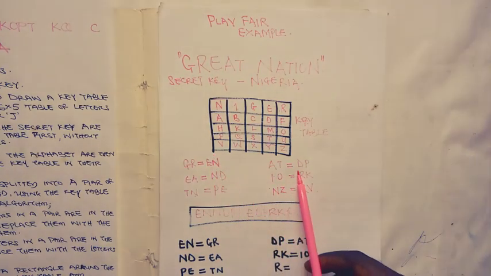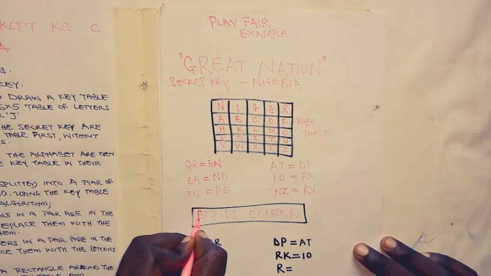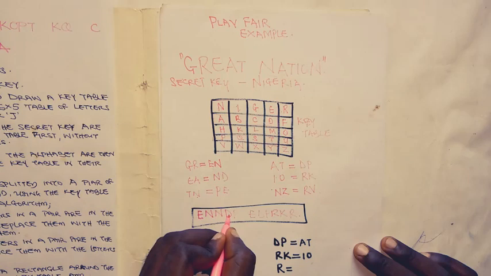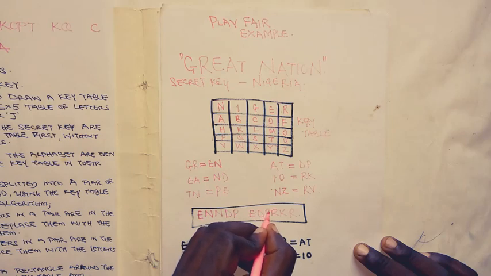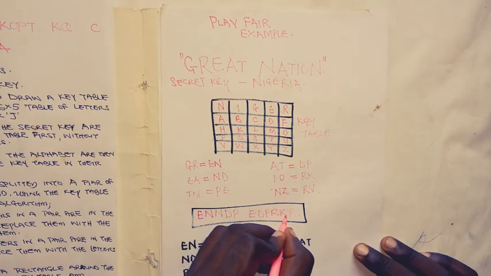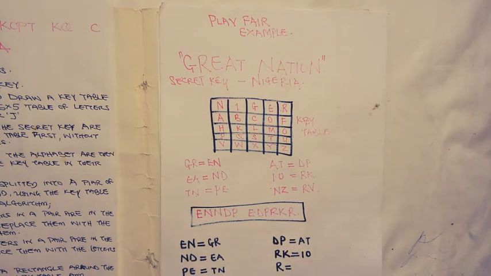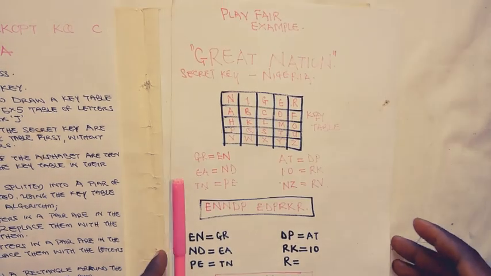So I have encrypted this great nation successfully, and it's giving me EN D P E D P R K R, and then I have successfully encrypted my plain text, and this is the ciphertext.